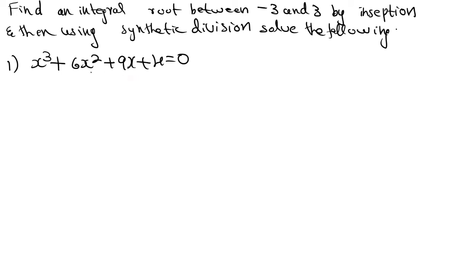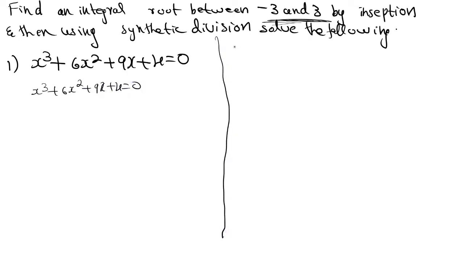See the next question. Find an integral root between minus 3 and plus 3 by inspection, then using synthetic division solve the following. Here the root range is mentioned. Whatever question is given, you need to take roots between minus 3 to plus 3. Here consider the equation x cube plus 6x square plus 9x plus 4 is equal to 0. Minus 3 to plus 3 means what are the possibilities? You can take minus 2, minus 1, 0, 1, 2. Between means minus 3 and plus 3 are not included.